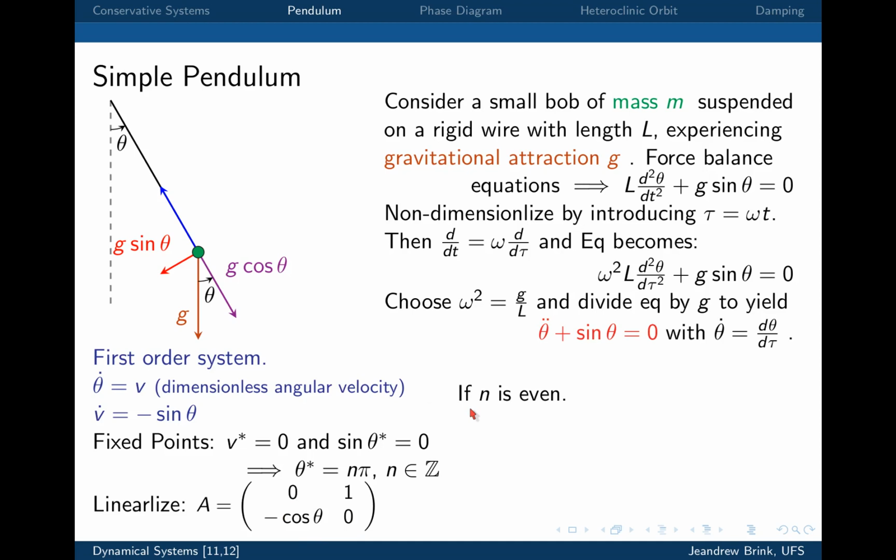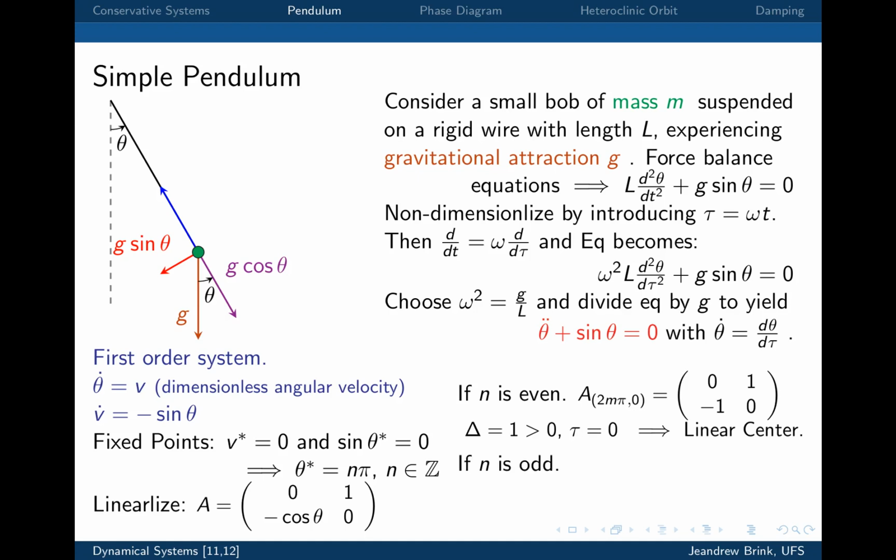So now, if n is even, then the fixed points for the even ones, you have theta star equal to 2m pi, 0, and the matrix is 0, 1, minus 1, 0. So in other words, at the fixed points 0, 2 pi, 4 pi, etc., you work out the determinant, which is equal to 1 and greater than 0, so you immediately know it is not a saddle. You work out the trace, that is 0, so you know it's a center. And it's a linear center, you know nothing more about it at this point.